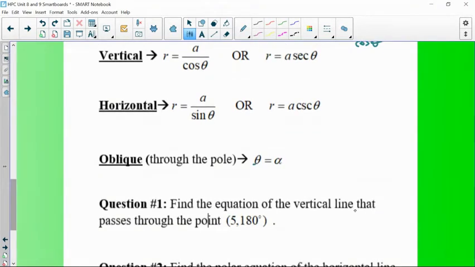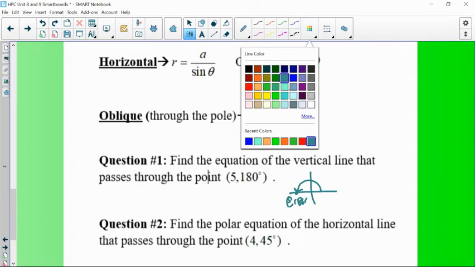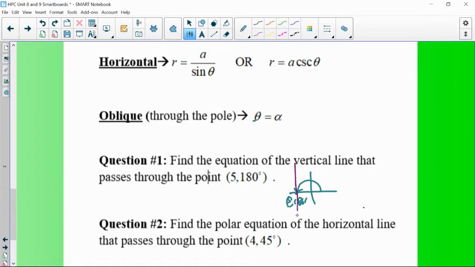So it says find the equation of the vertical line that passes through the point 5, 180. So if I were to graph 5, 180, that's right there. And so the vertical line that goes through there, I know that vertical line is 5 units away from the origin, but it's 5 units to the left. So I would say that r is equal to -5 secant of theta. Or if you preferred cosine, you could say r equals -5 divided by cosine of theta. They're both fine.